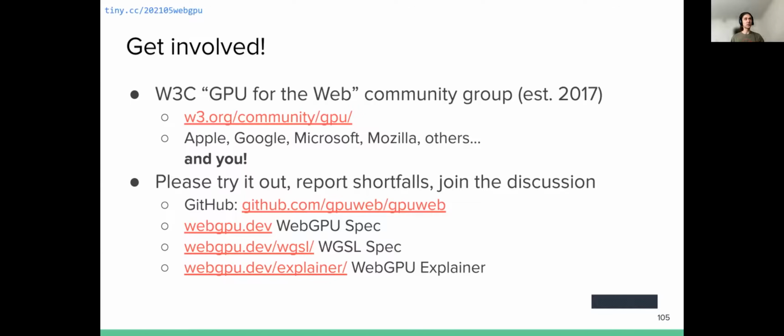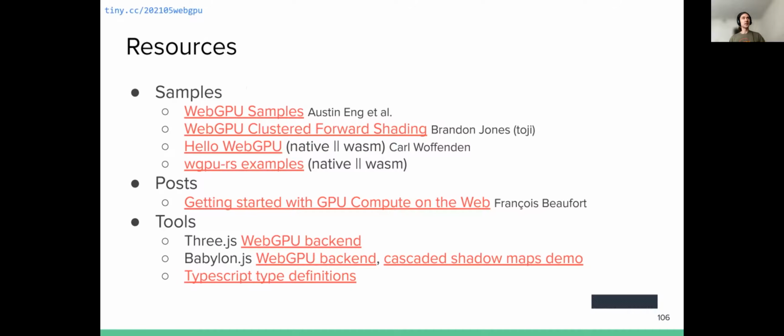You can find the specification in the specification repository on GitHub, and you can go to these URLs to view the WebGPU specification, the WGSL specification, and an explainer that talks about a lot of the design details of WebGPU. There are a few resources out there for WebGPU right now. We have the WebGPU samples, which is maintained by my coworker Austin: the clustered forward shading demo that I showed, the MetaBalls demo that I showed, and then a couple of other useful examples for native and WebAssembly. There are blog posts, and tools like Three.js and Babylon.js are getting WebGPU backends. So if those are tools that you use, you can try those out as well.